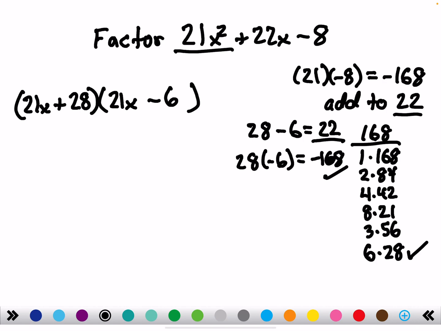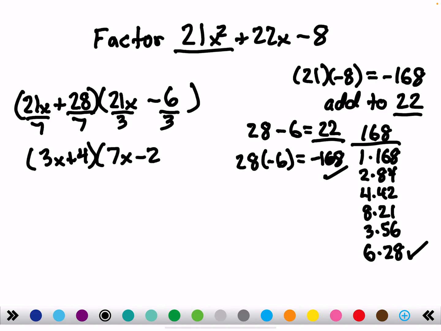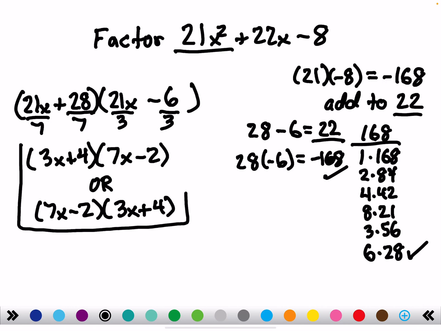So 21 and 28, there's a common factor of 7. So that would be 3x plus 4. 21 and 6, common factor of 3. So that is 7x minus 2. So that's 3x plus 4 times 7x minus 2, one way to represent the correct answer, or 7x minus 2 times the quantity 3x plus 4.